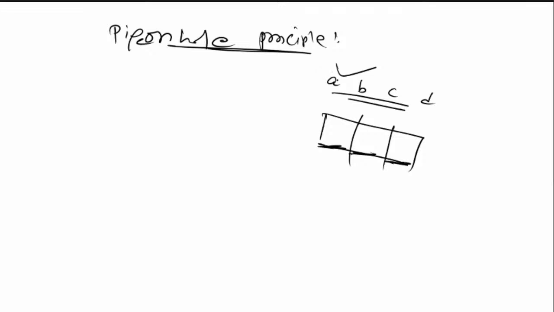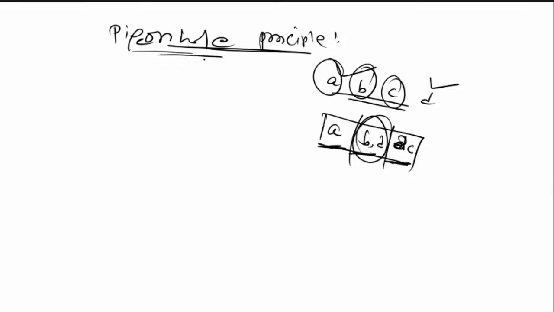Okay, for example, let's assume you put A here, you put B here, you put C here. Now where will you put D? To put D, you will have to use one of these holes. Let's assume you put D here. You can see that at least two pigeons will go to the same hole. That is the point. So this is our pigeonhole principle.